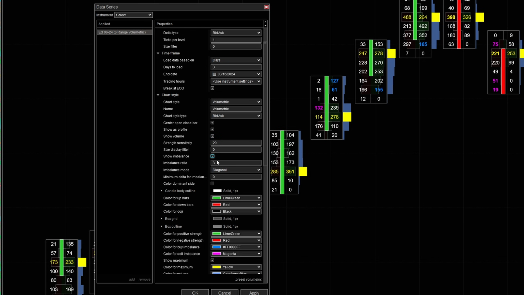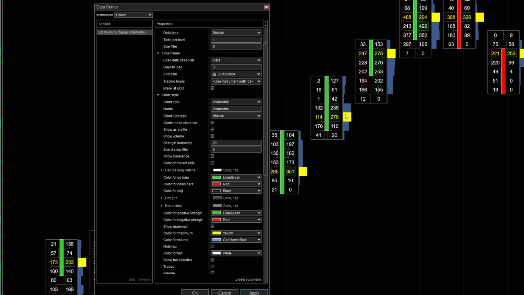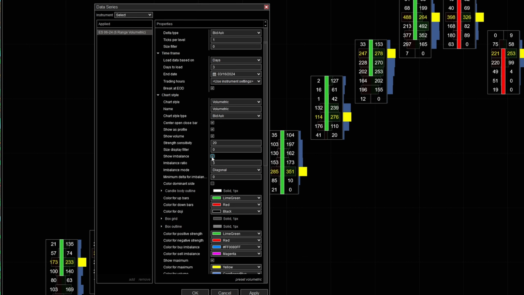Show imbalances. Now, if I uncheck the show imbalances, what do you know? All the numbers are either white or yellow. However, that's not what I want to see. And we'll talk about what an imbalance is here in a minute. But I'll put show imbalance and I put imbalance ratio. I set this to 3.